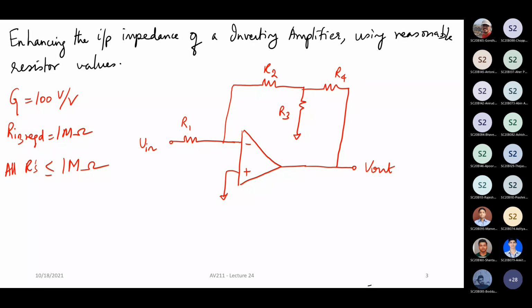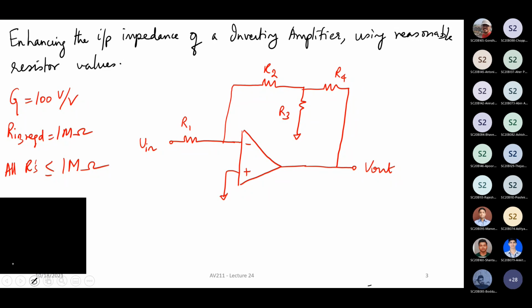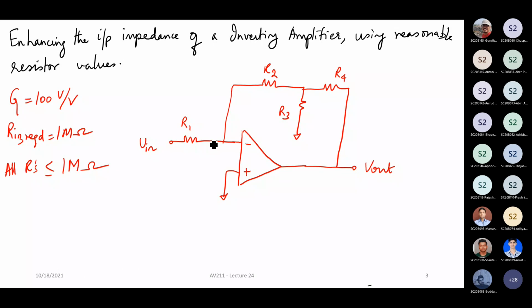Now, first of all, how is this going to work? Let us try to annotate on the same schematic. What is the node voltage here? It is going to be 0 volt because of virtual ground. And therefore, what is the current that is going to flow here? Vin by R1. Now this current, let us call it I. There is no current flowing into the op amp, and therefore the current flowing here is also the same I.